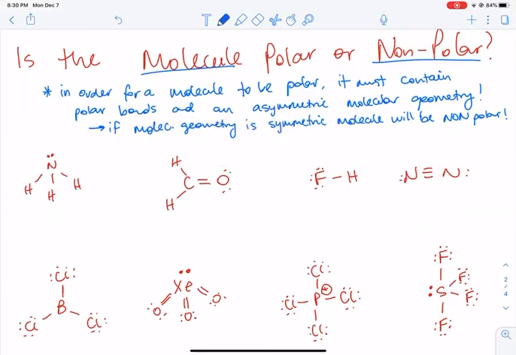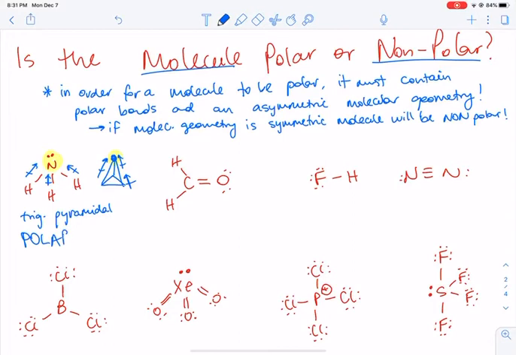Okay. So this is trigonal pyramidal, and each one of the dipole moments is pointing up towards the nitrogen. You can think of this as an actual pyramid, and each one of those dipole moments is pointing up towards the nitrogen, which I'm going to highlight here in yellow. Now this is an asymmetric molecular geometry, so this molecule is polar. Since all these dipole moments are pointing in the same direction, you can kind of add them up.